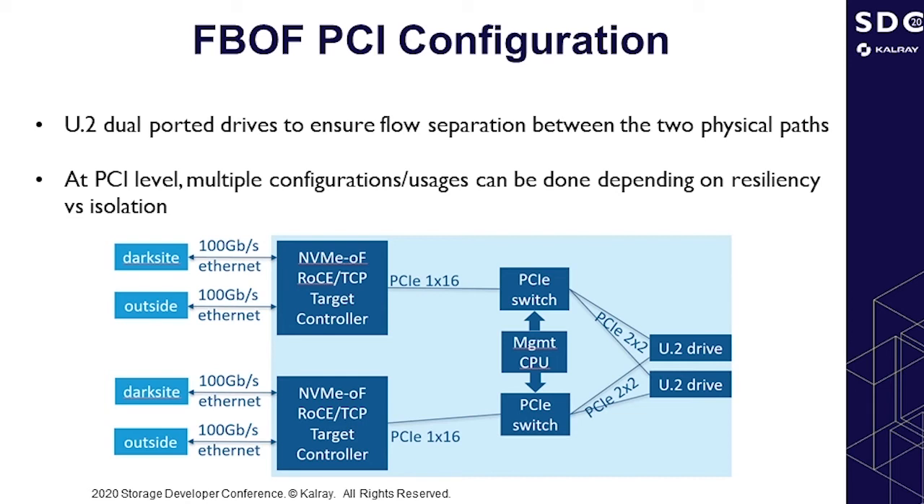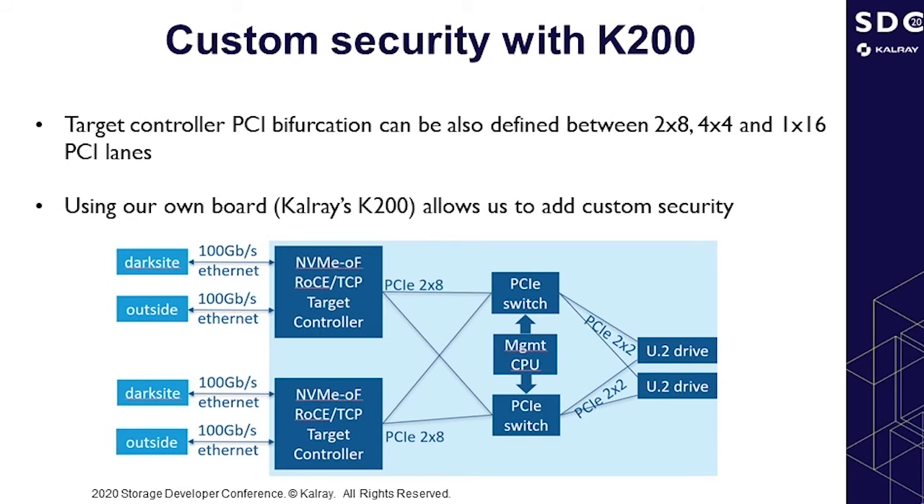So this is a fully separated access to the drive, and you can also change the PCIe bifurcation depending on what you want to achieve. If you prefer to have redundancy internally inside the JBOF, it's also possible. So it means that we can have some separation at the PCIe level or resiliency. So depending on the use case, we can adapt this to customers, which is pretty cool.